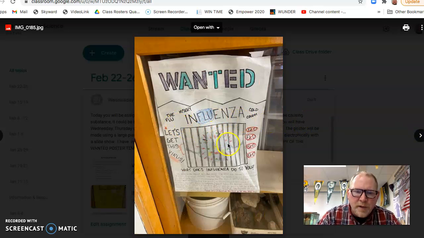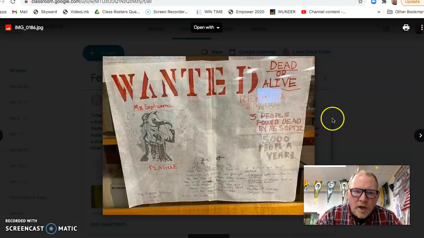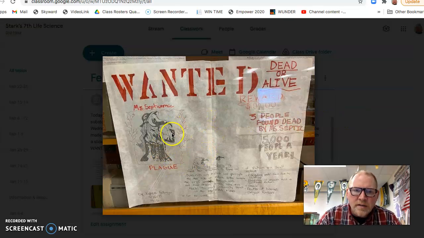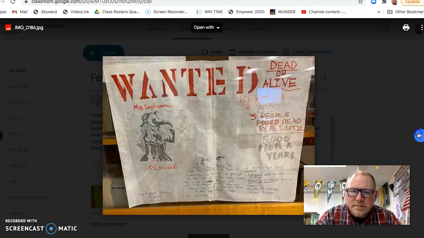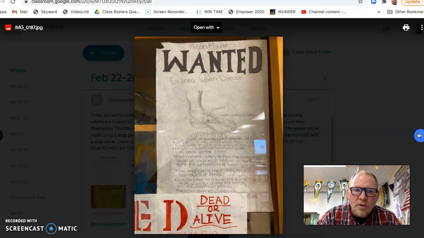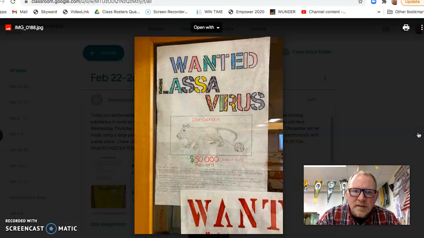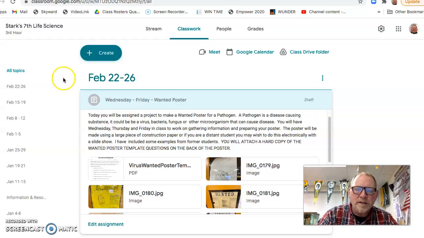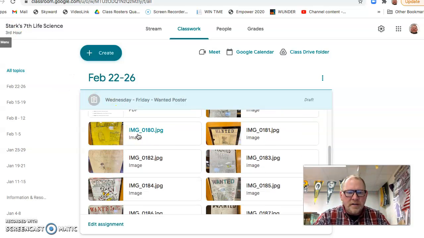Here's another one for influenza. Here's one on the systemic plague. I think this is also called Black Death. Okay. The guinea worm. The Lassa virus. And those are all the ones that I have examples, but they're all good examples. They all have that big wanted poster thing on it, and give you some ideas of directions to go.